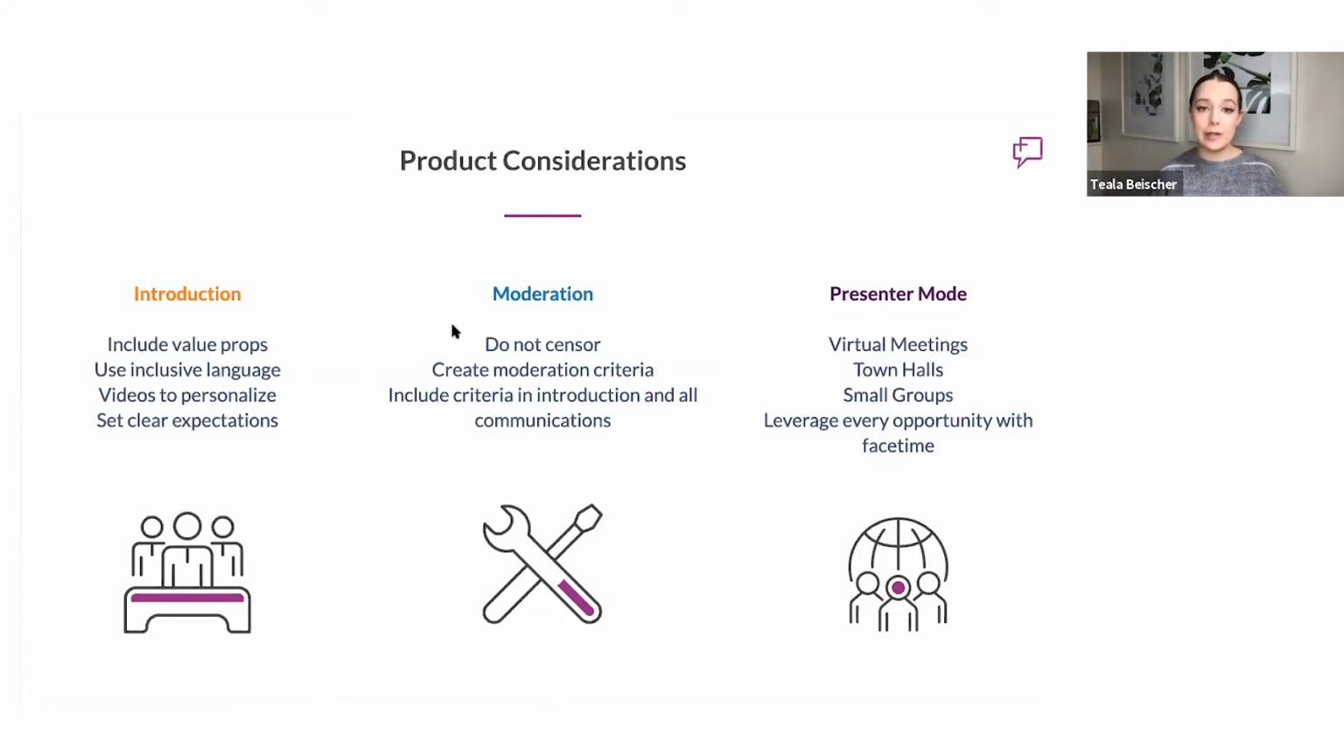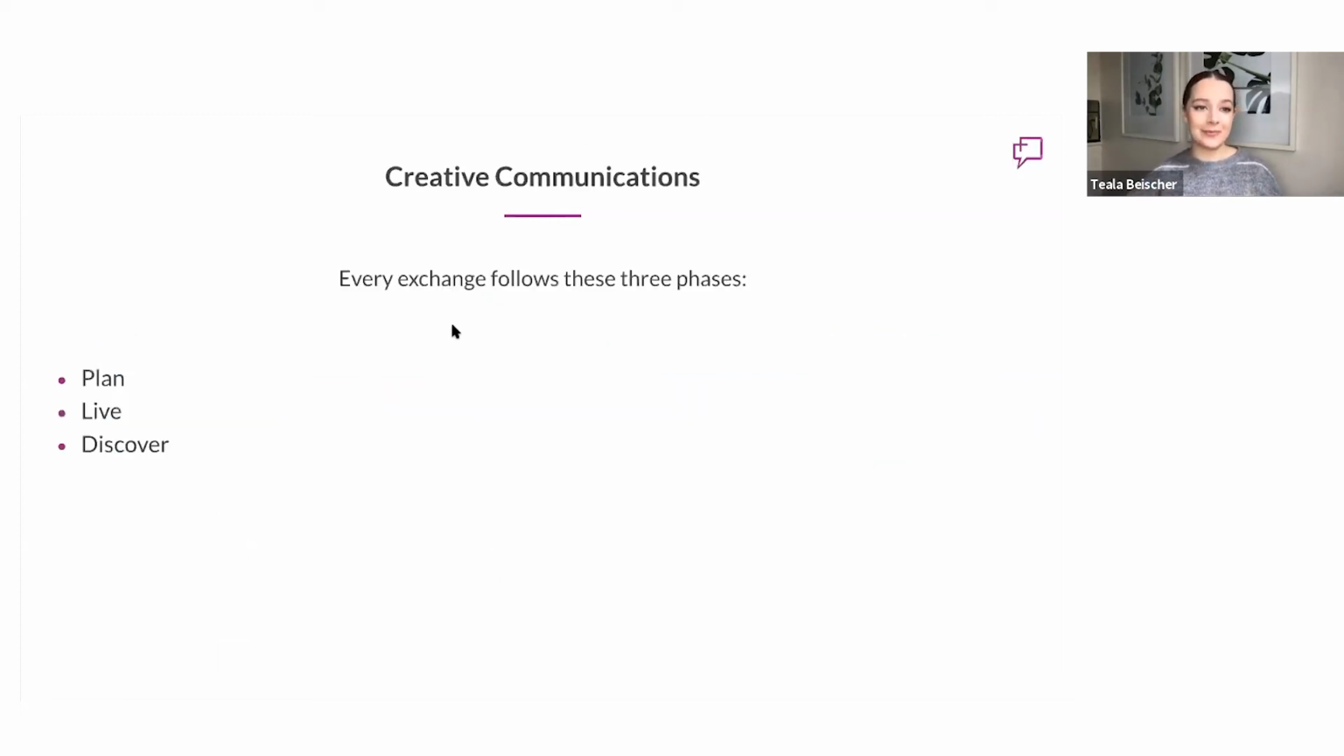So those are 3 product considerations: writing even more value-based introductions than usual, leveraging your introduction videos as a way to really humanize your exchanges, using presenter mode or running exchanges in meetings, and also being really cautious about your moderation are really strong ways to support this transition or this pivot to online engagement.